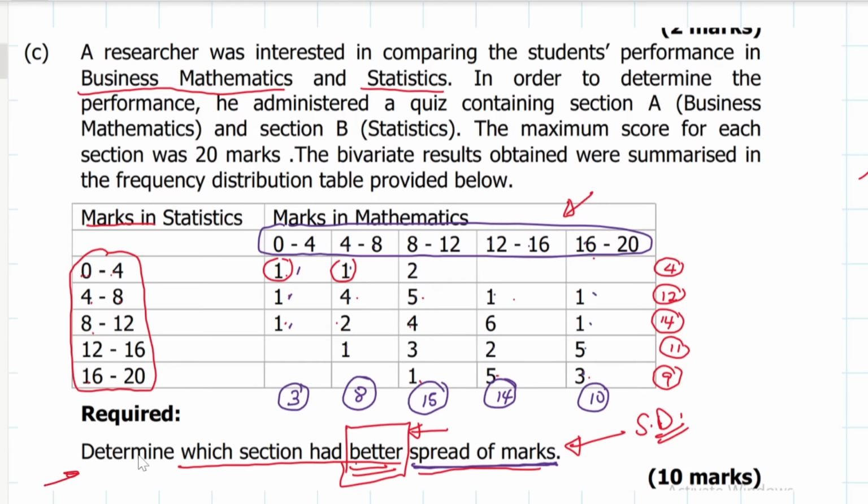The question says determine which section had better spread of marks. So I think here this word is really vague. They meant better. Maybe they should have just said bigger spread, a bigger spread of marks or a wider spread, something like that. But anyway, we've gotten what the question requires, so let's get started.